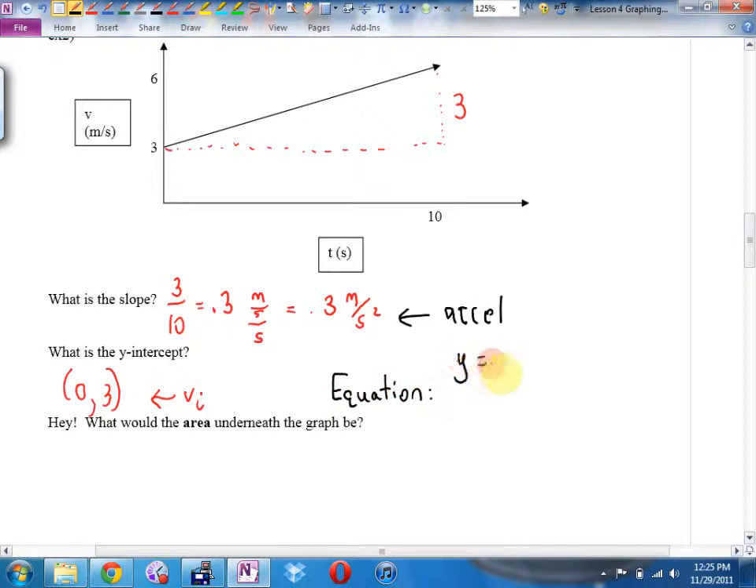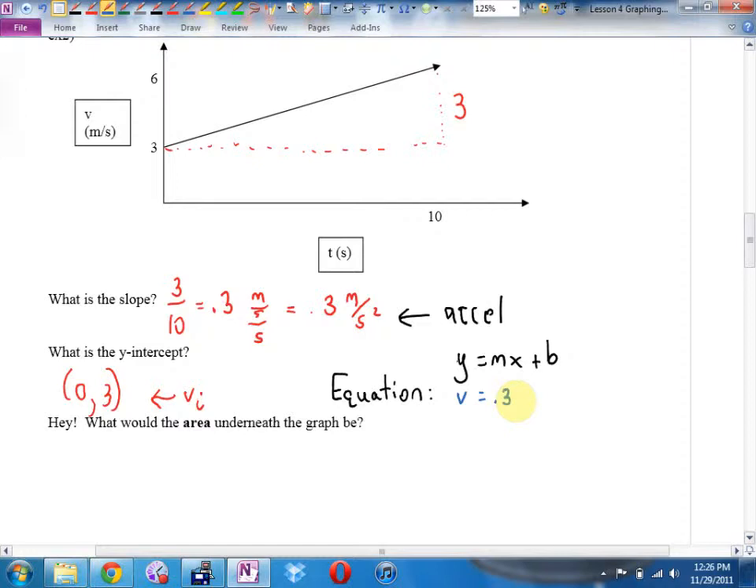Equals m was the slope. What did you say the slope of this line was? 0.3? X, oh no, I'm not going to use the letter x. Shannon, what variable is sitting where the x is on my x-axis? No, that's the units. What variable? All I want is that right there. I'm going to use a t right there instead of an x. Yes. That would make more sense to me.